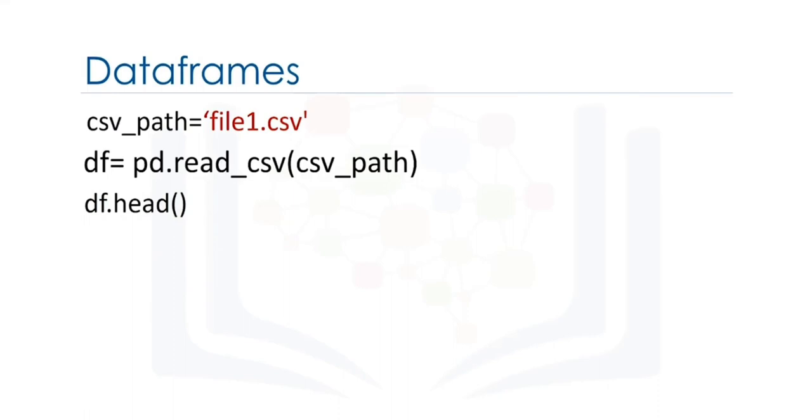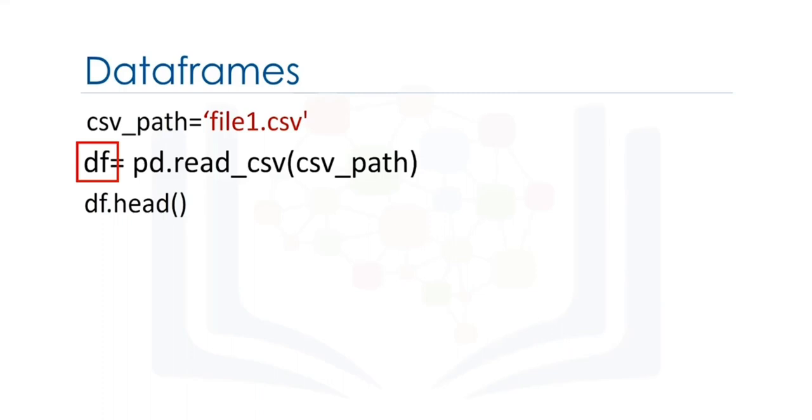One way Pandas allows you to work with data is with a data frame. Let's go over the process to go from a CSV file to a data frame. This variable stores the path of the CSV. It is used as an argument to the read underscore CSV function. The result is stored to the variable df. This is short for data frame.